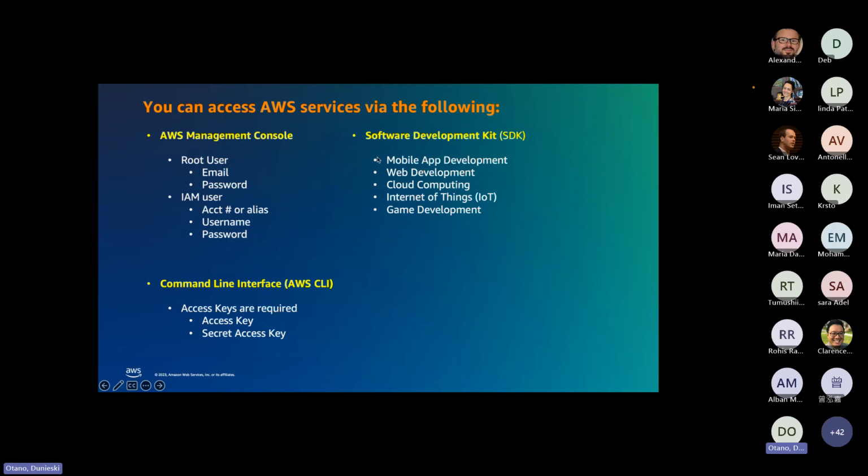So you can have SDKs for mobile applications, for web development, cloud computing. This is the one that we are referring to today, and Internet of Things and game development. So you can use the SDKs for that, right? So these are the three ways that you can access the AWS services.